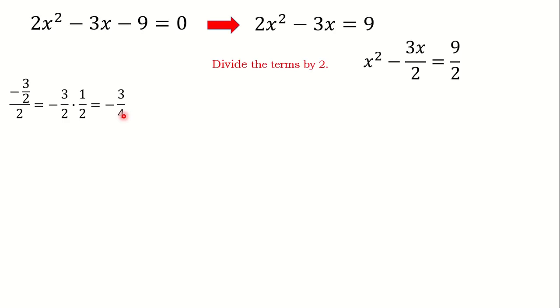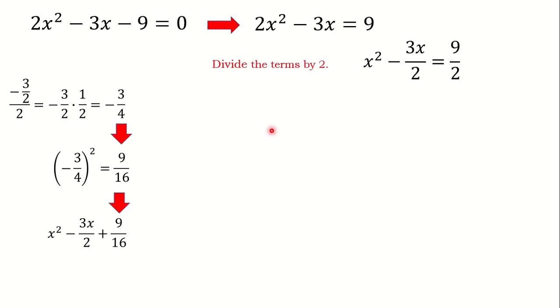So, after nyan, squared natin si negative 3 over 4. The answer is 9 over 16. So, si 9 over 16, yan yung idadagdag natin dito sa equation natin. So, therefore, your expression rather, x squared minus 3x over 2 plus 9 over 16. And then the square of binomial is x minus 3 over 4 squared.